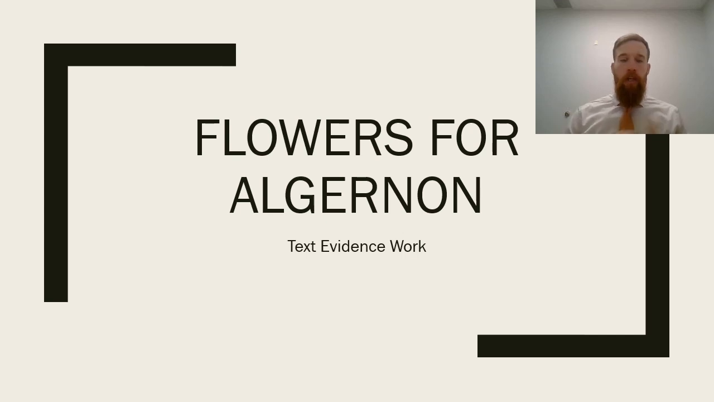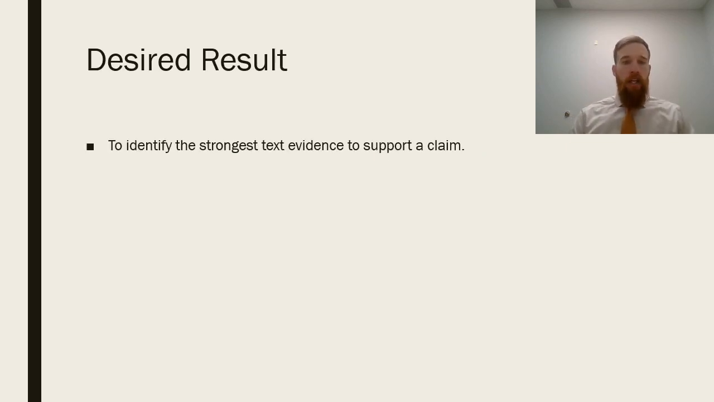So we've started doing some reading with Flowers for Algernon. We are going to use the text going forward to do some work with text evidence. Our goal today is to identify the strongest text evidence to support a claim. We've done a little bit of work with taking text evidence and using it in our writing, especially with one-pagers.